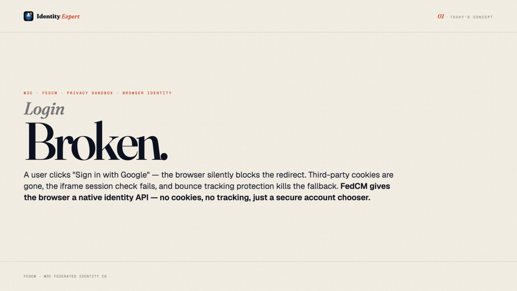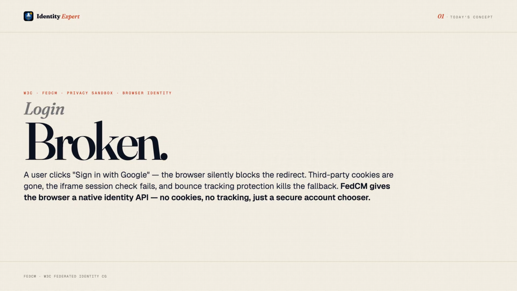As browsers phase out third-party cookies, every federated login flow that relies on hidden iframes or redirect chains to check sessions silently is breaking. Google sign-in, Facebook login, Sign in with Apple when embedded in third-party contexts, all of them depend on the browser allowing cross-origin cookie access. When that access disappears, the identity layer of the web disappears with it.